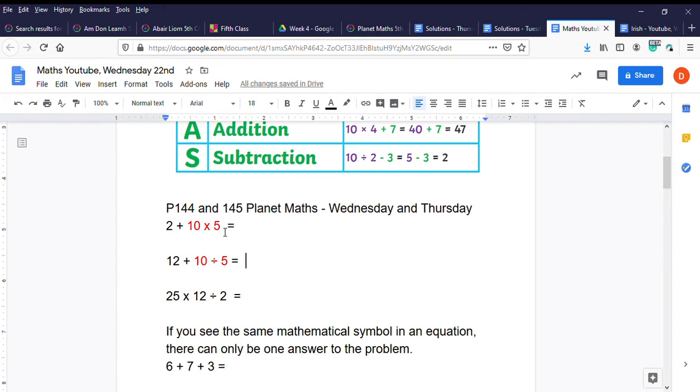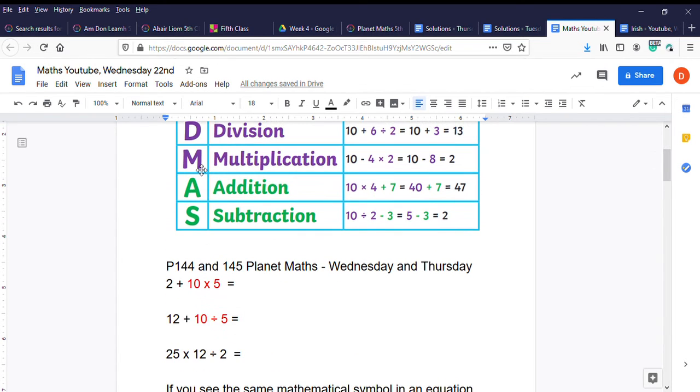We have 2 plus 10 by 5. We solve the multiplication part first, because M comes before A. Multiplication comes before addition. 10 by 5 is 50. And then we can add 2 to that to get our answer, which is 52.